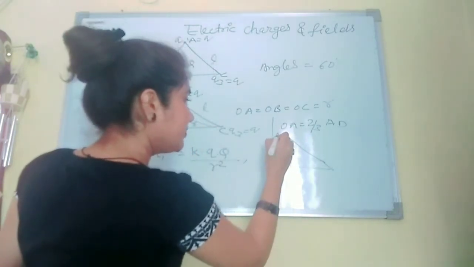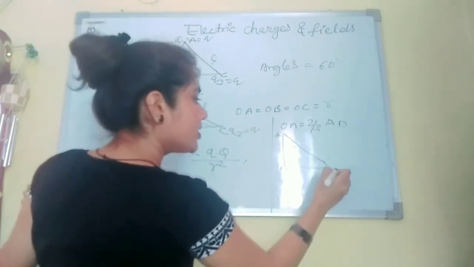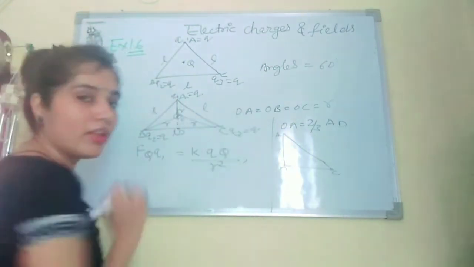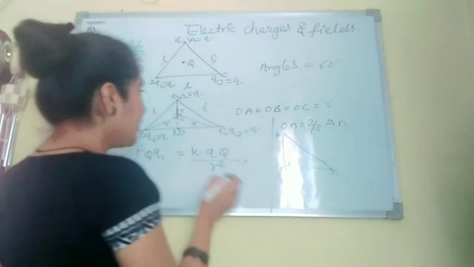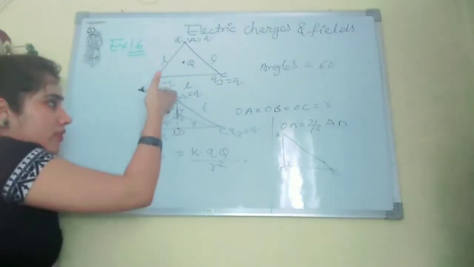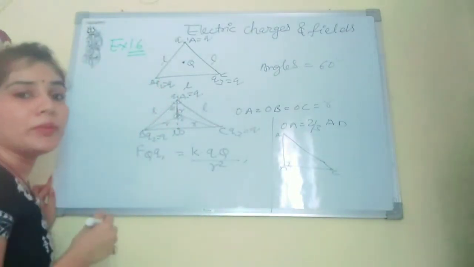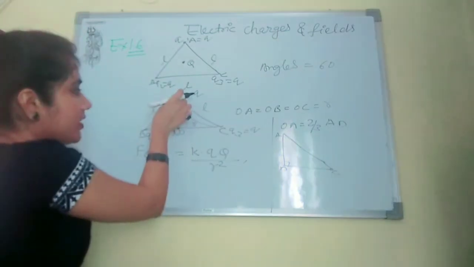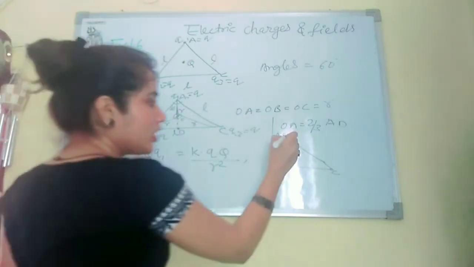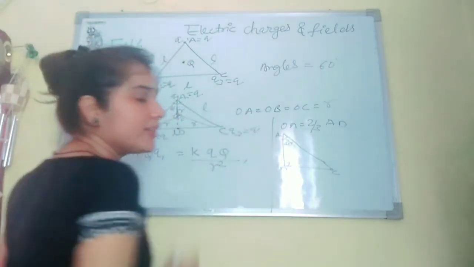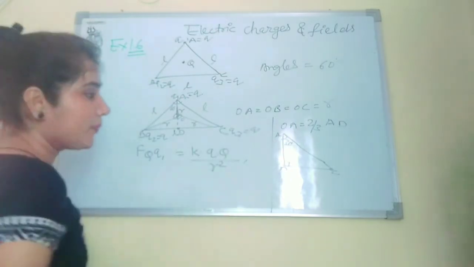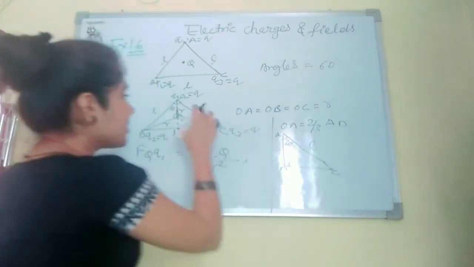That is AD, and this is point C, angle ADC is 90 degrees. It was 60 degrees, and we have taken one perpendicular, so this divides the angle into equal parts, that will be 30 and 30. So this angle will be 30 degrees. Now this measurement is given, that is L.